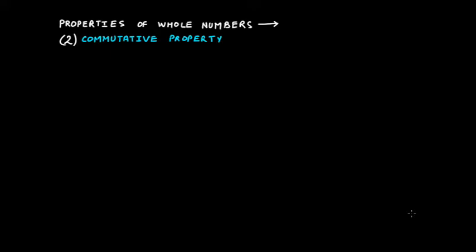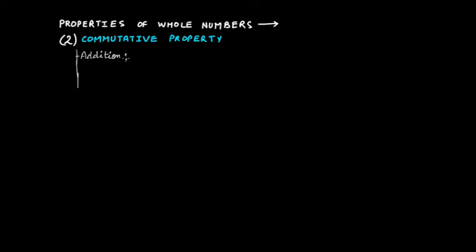After the closure property of whole numbers, now it's turn for commutative property of whole numbers. And let's start with addition first. So for addition first, commutative property.